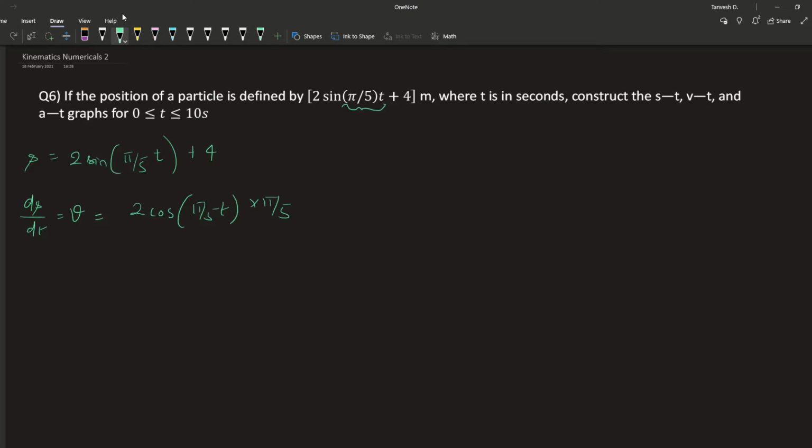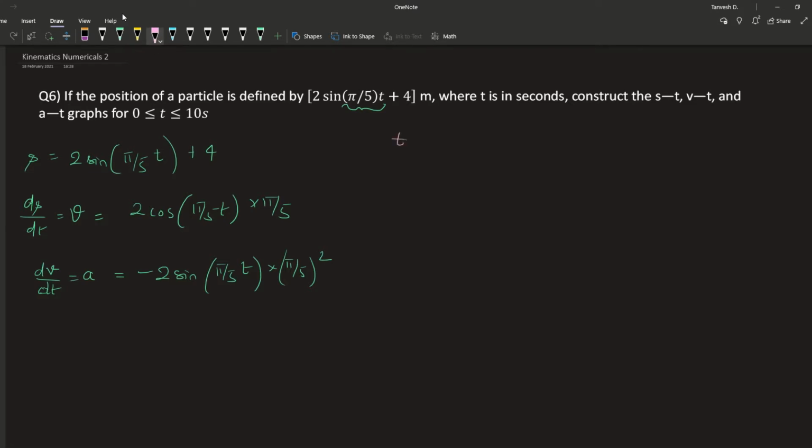Then if we differentiate this again with respect to time, we will get the acceleration. So dv by dt will give you the acceleration, which is equal to negative 2 sine pi by 5 t into pi by 5 the whole square. Okay, so this is your acceleration. Now we need to plot this with respect to time. The time interval given is 0 to 10 seconds. You can appropriately select.